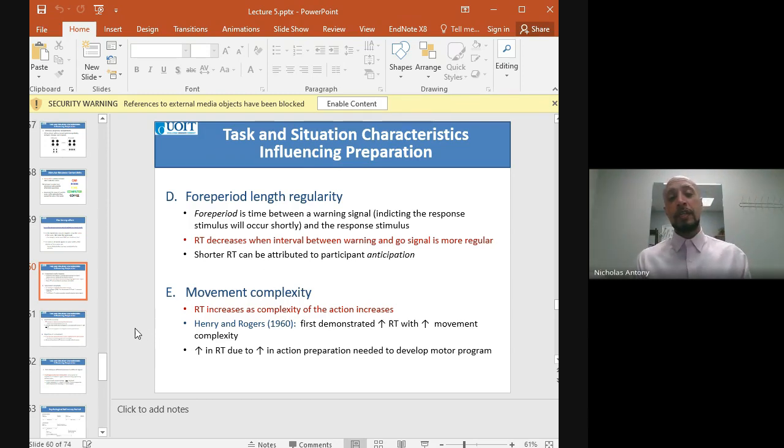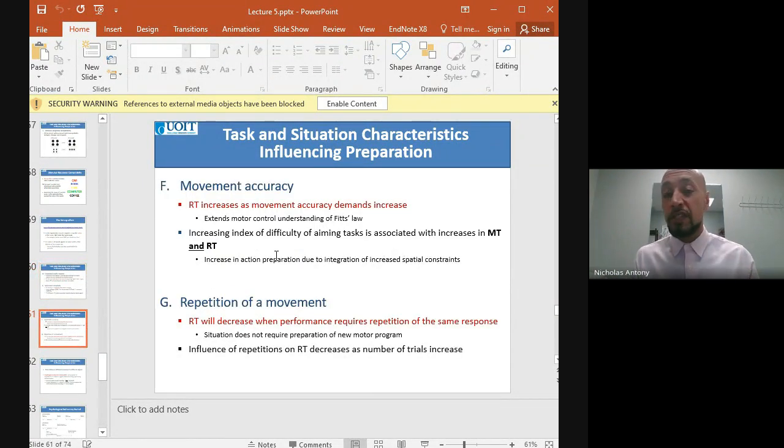This study was interesting in that you had a demonstration that movement complexity increases reaction time. So they had participants having to do either a 3-part movement or a 6-part movement, the 6-part being more difficult. When the signal came up, for the 6-part movement, the reaction time was increased. So depending on the complexity of the movement that is required, it would require more processing. Makes sense.